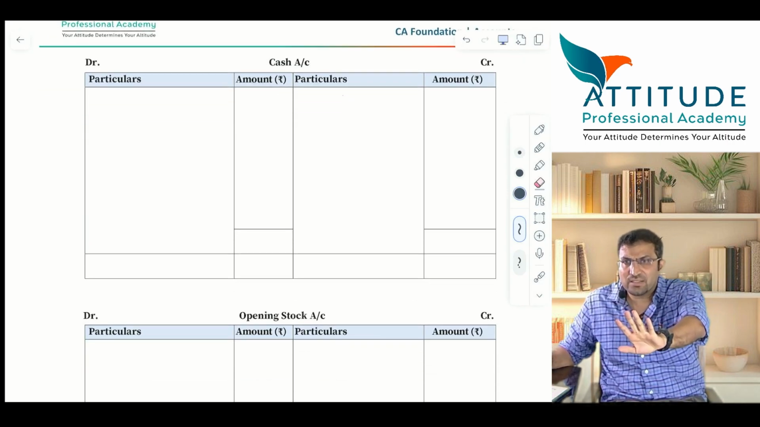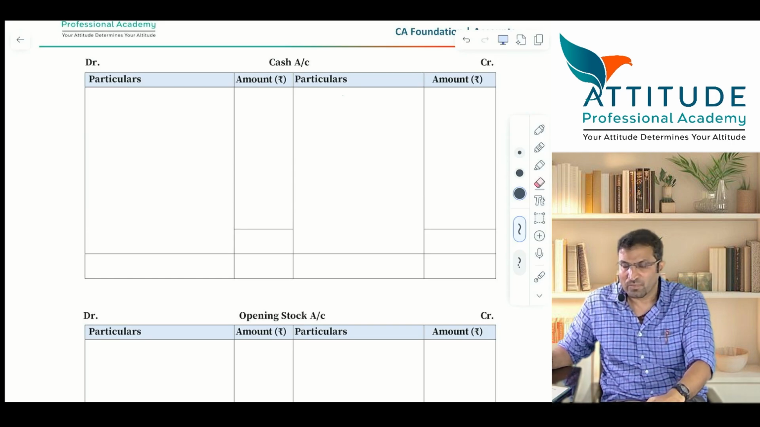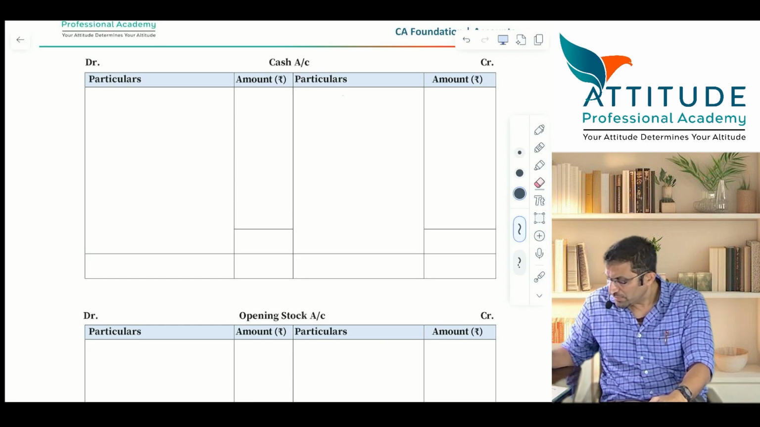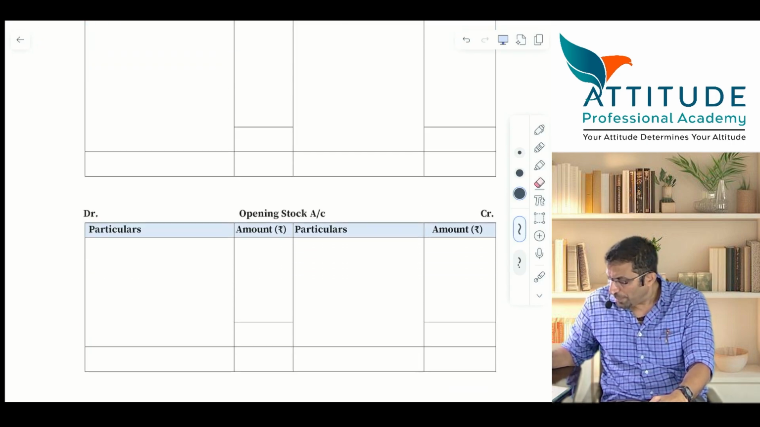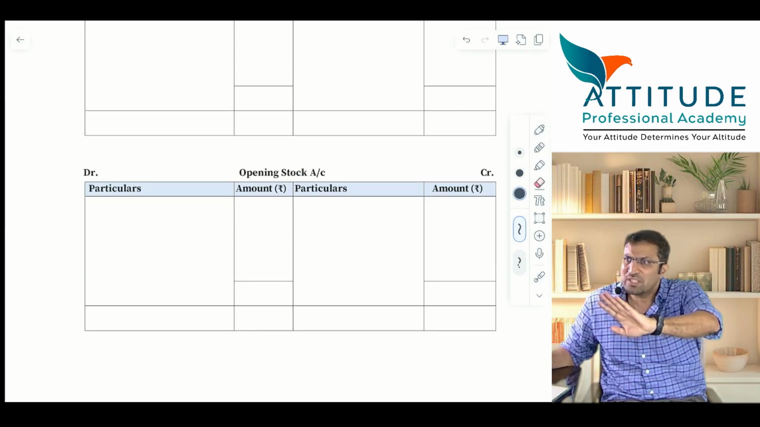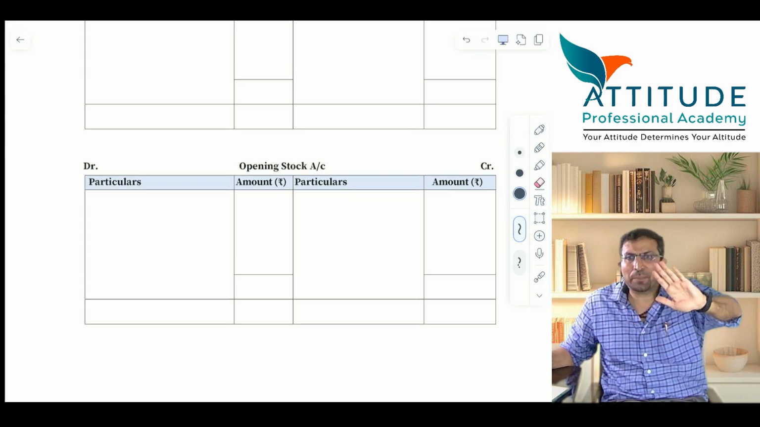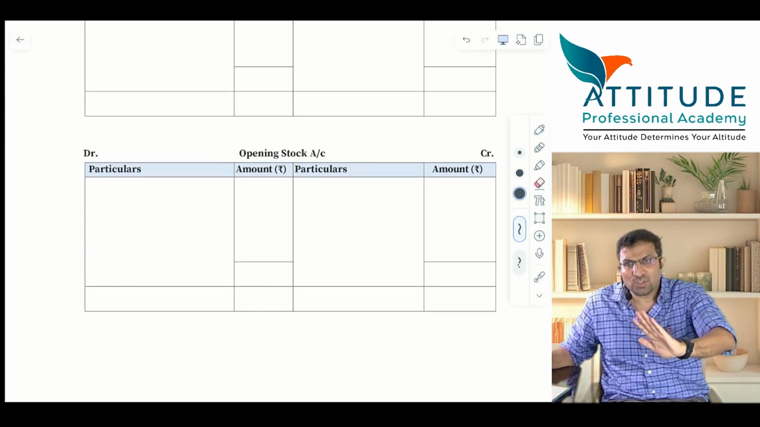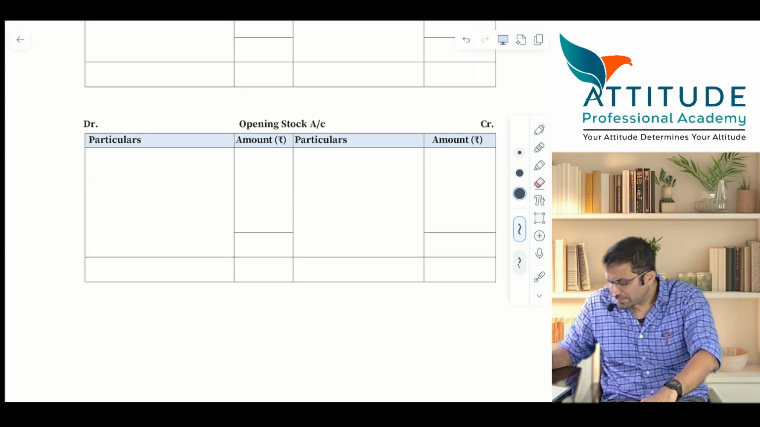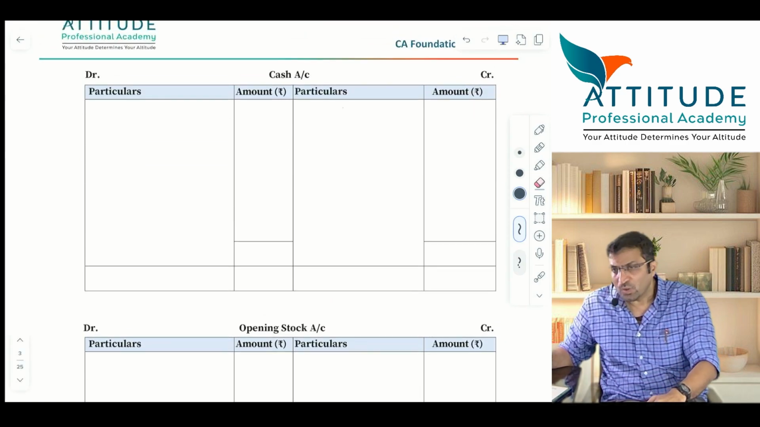I'll tell you how many lines. Cash account around 5 to 6 lines. Then opening stock account, 4 lines. All other accounts you can prepare with 4 lines. Only cash and capital account you can prepare with 6 lines. All other accounts 4 to 5 lines. That's it. Can you do it? Okay?